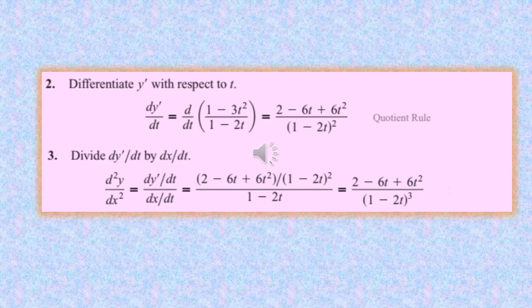Next, in the next step, we put the value of dy prime by dt, and from the previous step, the value of dx by dt. So d2y by dx2, after simplification, becomes 2 minus 6t plus 6t square divided by 1 minus 2t whole cube.